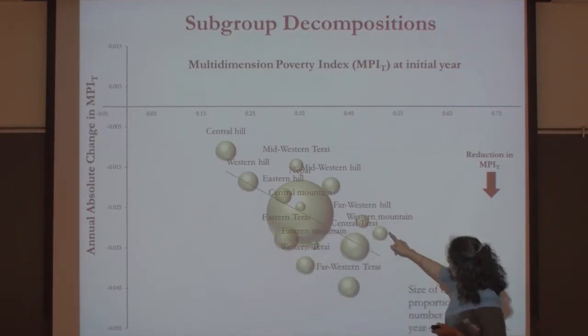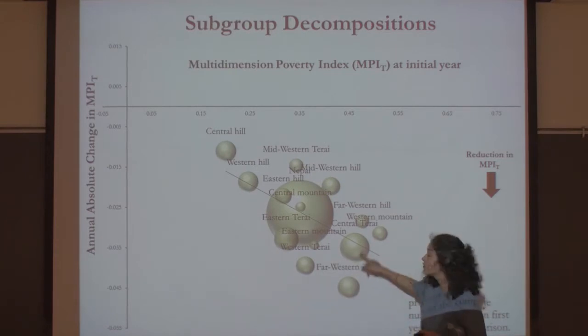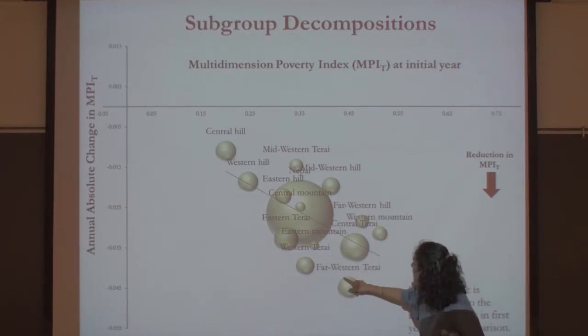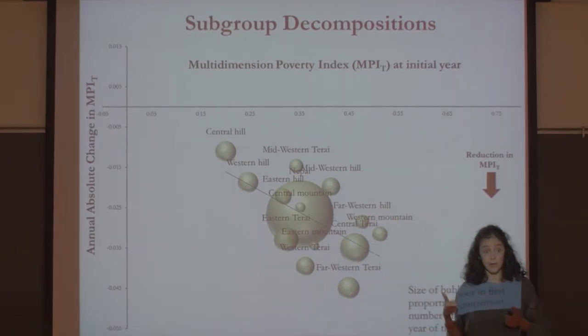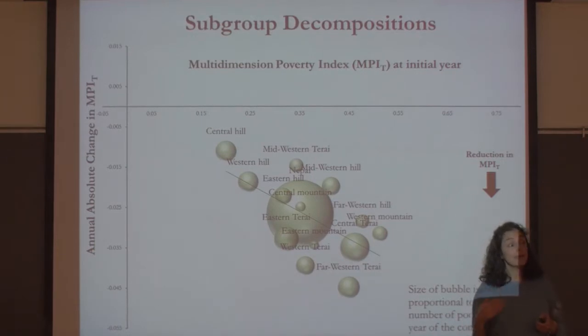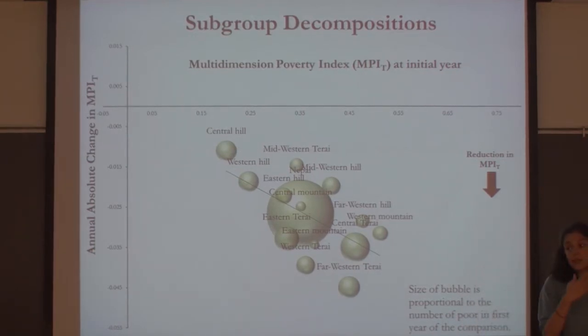While actually, one of the poorest regions, the western terrain, has the highest reduction. So in Nepal, it seems to be the case, you can see the trend as well, the poorest regions are reducing faster, at least in absolute terms. So it seems to be some catching up. And I don't put here the graphs on the other side, but this is not the case for other countries.